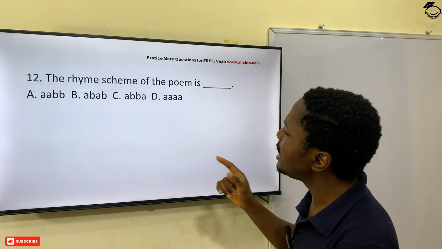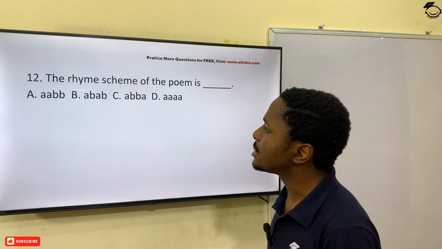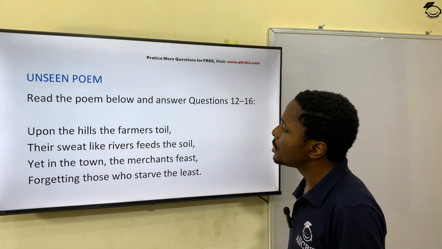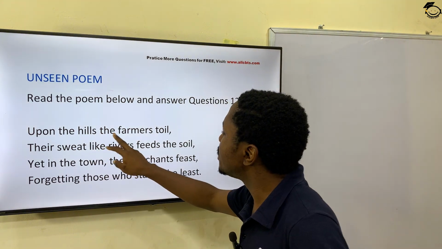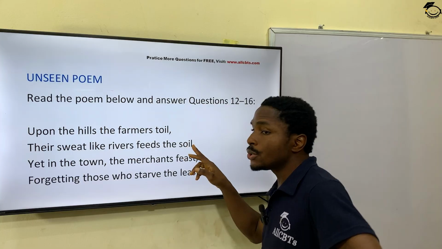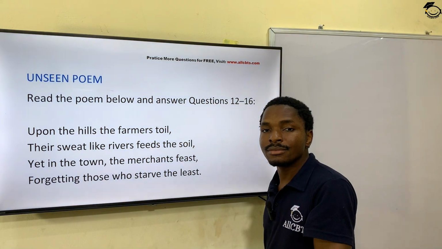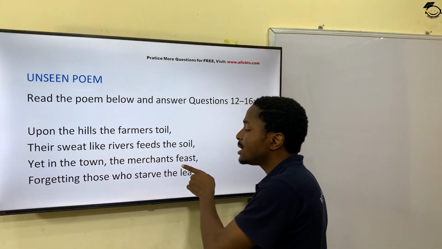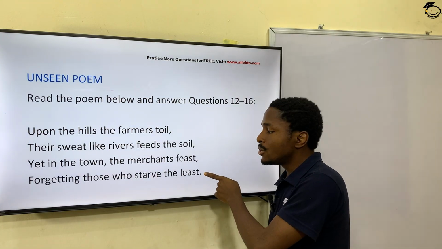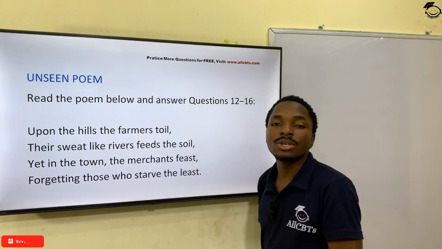The rhyme scheme of the poem is what? Rhyme scheme. So let me teach you what a rhyme scheme is. Let's return to the poem now. Upon the hills, the farmers toil. Their sweat like rivers feed the soil. Look at the vowel sound there. Yet in the town, the merchants feast, forgetting those who starve the least. So, feast, least. These two go together.